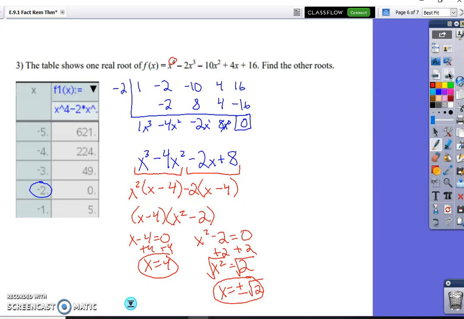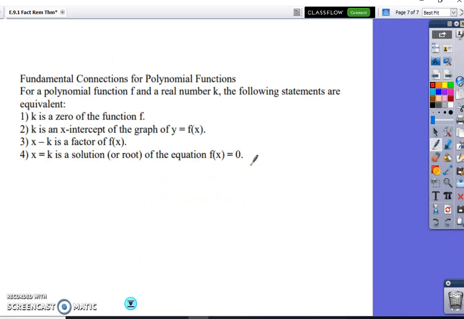Okay. Last but not least, you just see at the bottom the different ways that this can be interpreted. So for a polynomial function f and a real number k, the following statements are equivalent. So if you're given k as a 0 of the function, okay, then that means that the function's equal to 0 at k. K is an x-intercept of the graph of y equals f of x, means that it's a 0. Okay, so you've got 0, you've got x-intercepts.